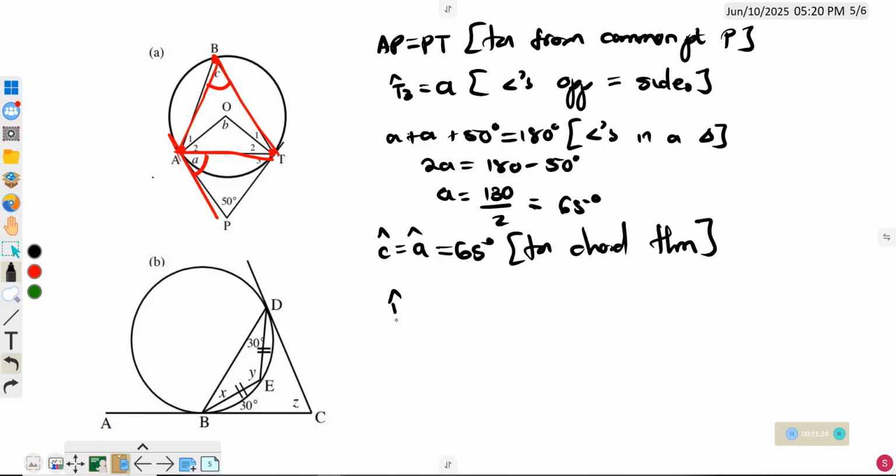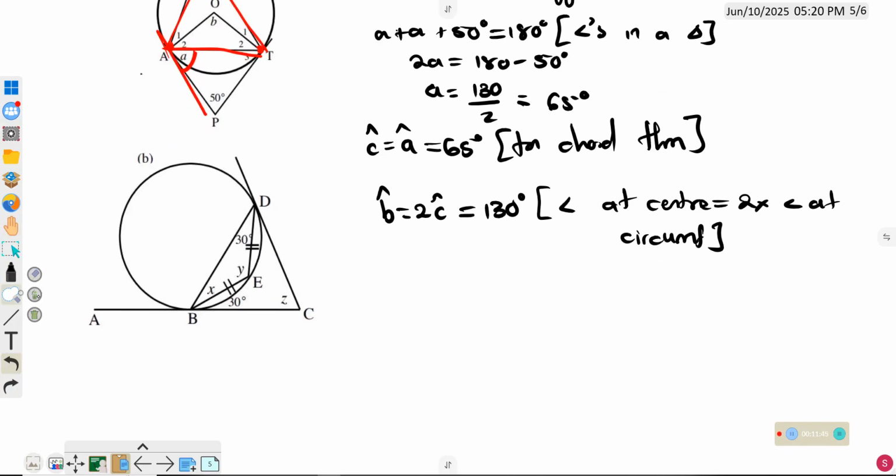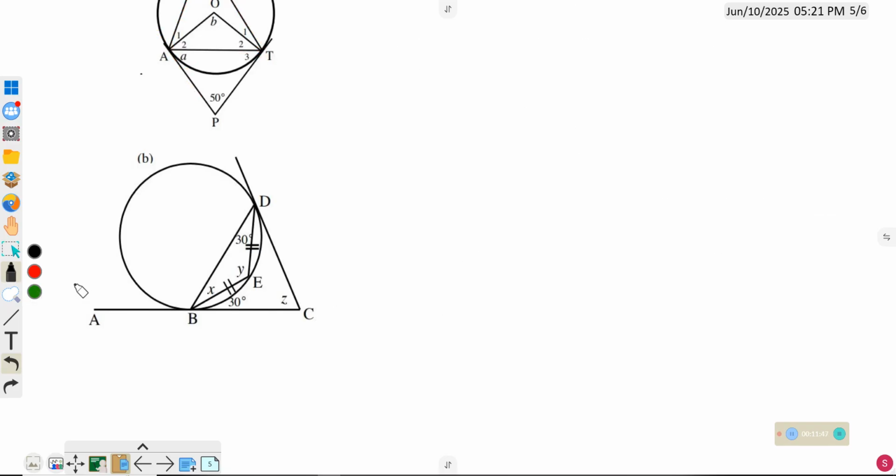Then we have angle B. Angle B is twice what? Angle B has to be 2 times angle C, which is equal to 130 degrees. Why? That's the angle at the center, which is twice the angle at the circumference. Makes sense? I hope it does. There you have it. Then one last example, find x, y, and z.